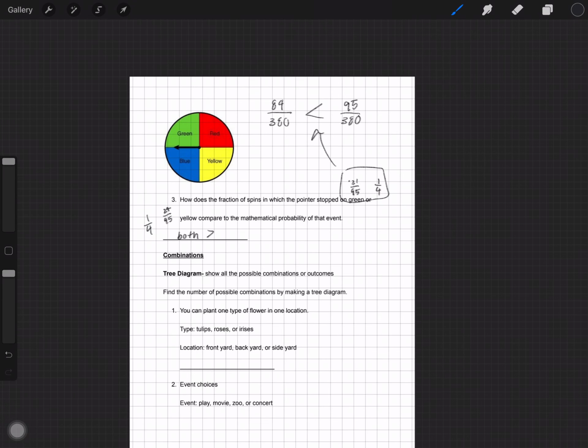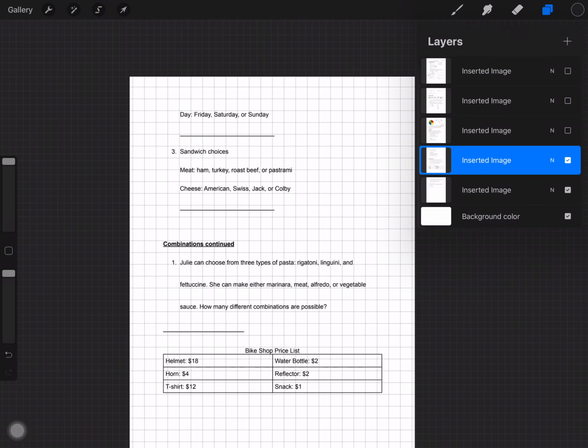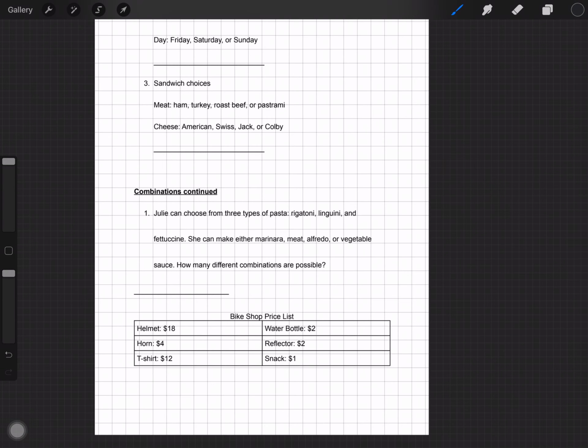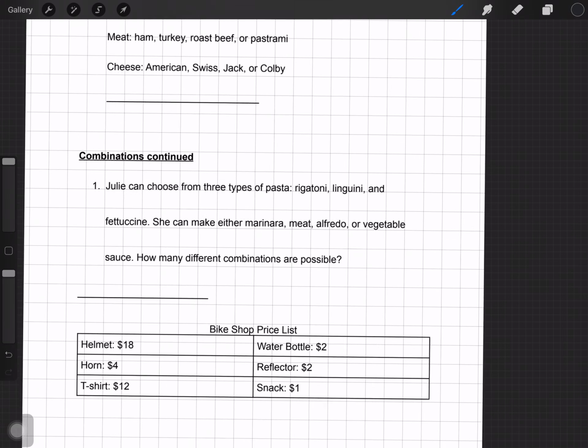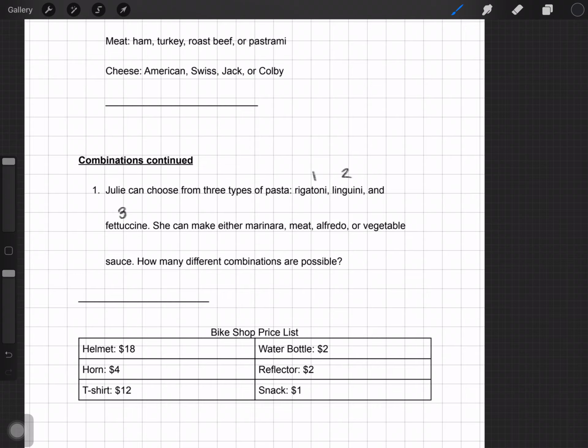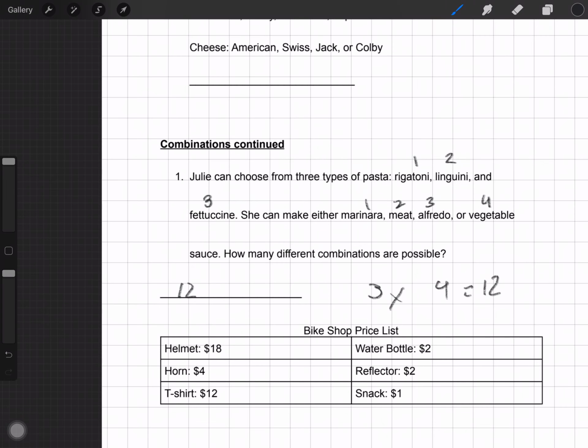So let's see. I think we have to move on because this is the third worksheet. Okay. So combinations continue. Julie can choose from 3 types of pasta: rigatoni, linguine, and fettuccine. She can make either marinara, meat, Alfredo, vegetable sauce. How many different combinations are possible? Basically, you have 1, 2, 3 types of this, and 1, 2, 3, 4 types of sauce. And questions like these are really easy because you just take the 2 different categories, which is there are 3 different types of pasta and 4 different types of sauce, and you multiply them together and you get 12. So 12 different combinations.